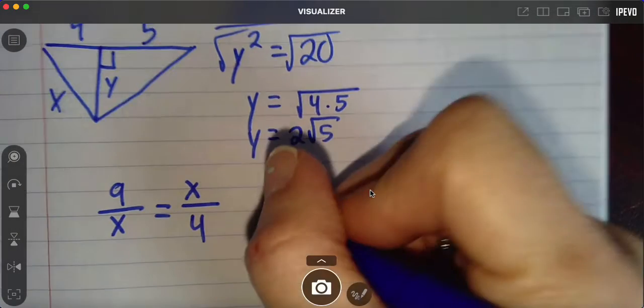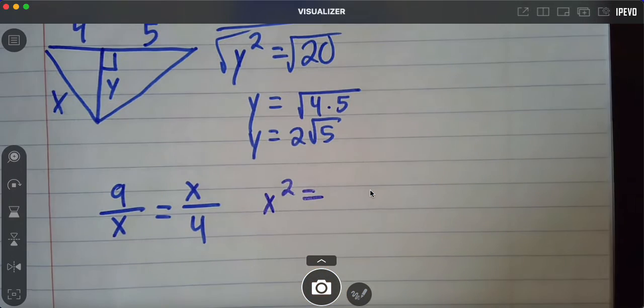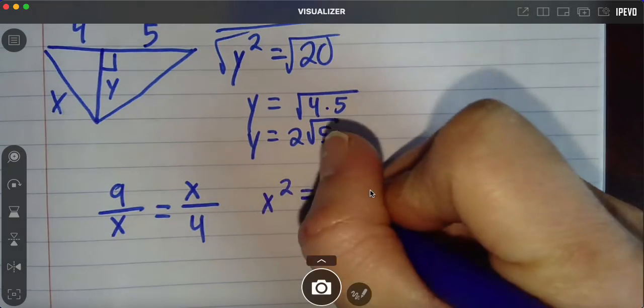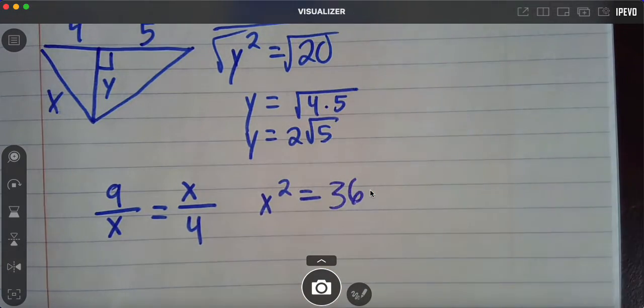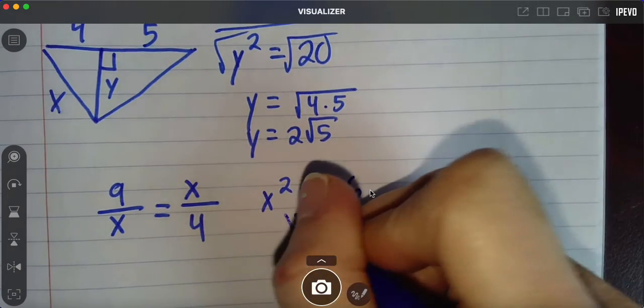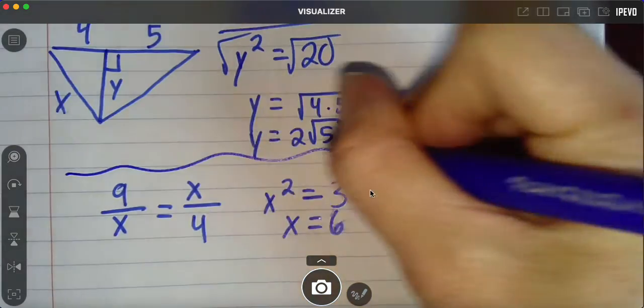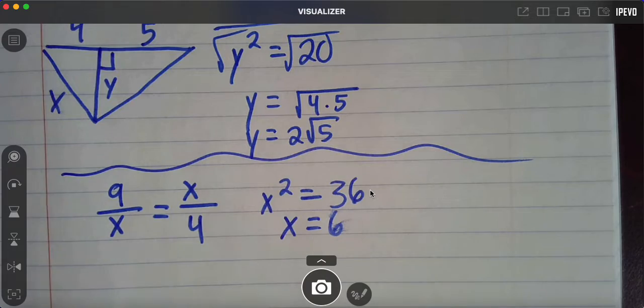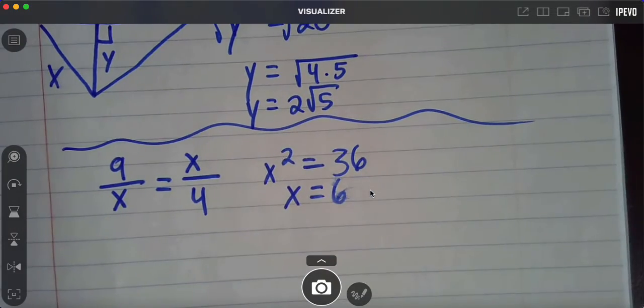It would be x squared equals what? If I cross multiply, what's 9 times 4? 36. And that one's easy, right? We can take the square root of 36. What is it? 6. I found my y and x. And that's really the last type of problem.